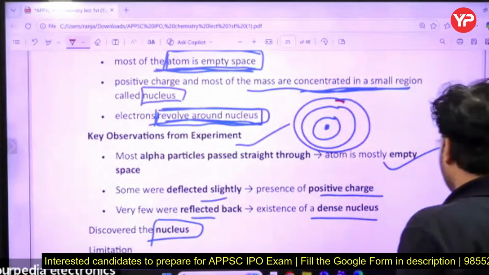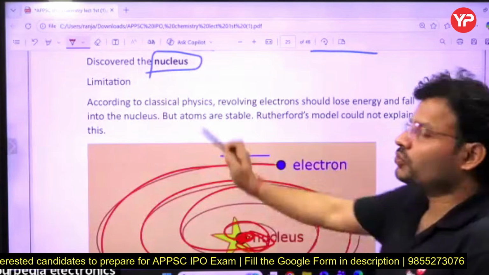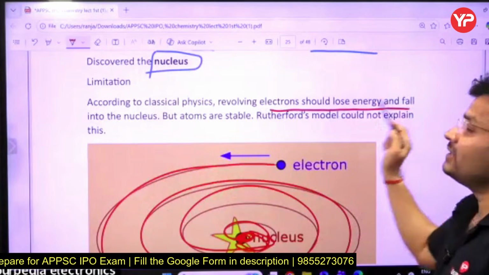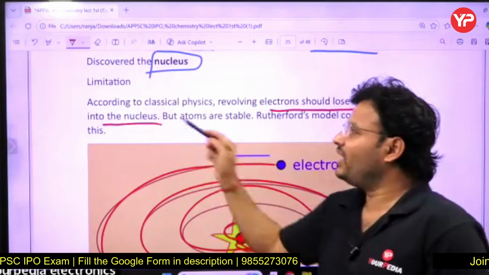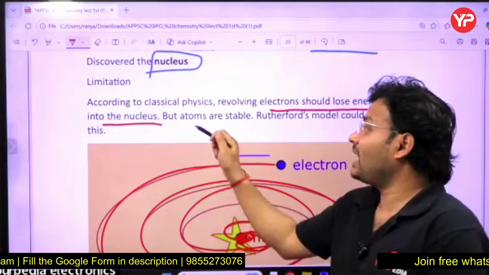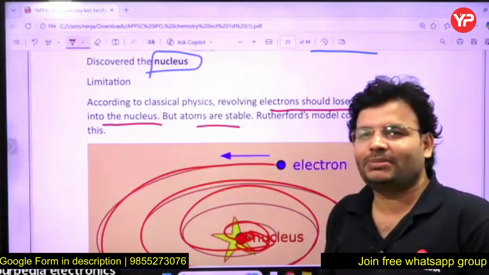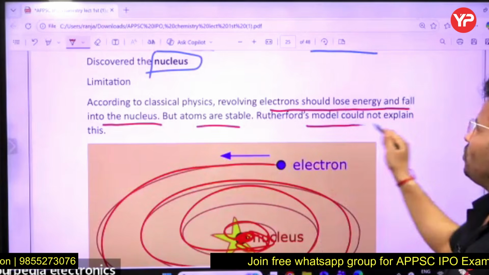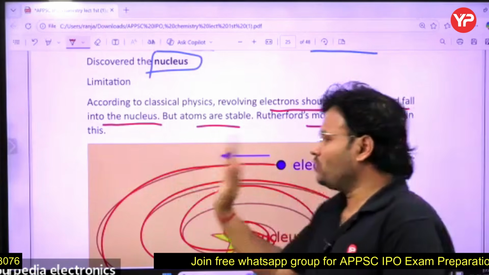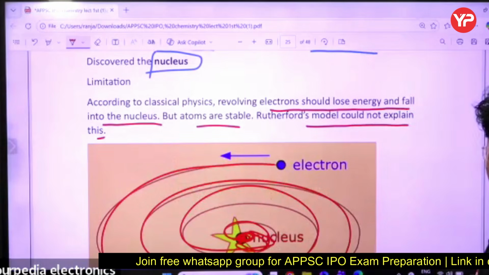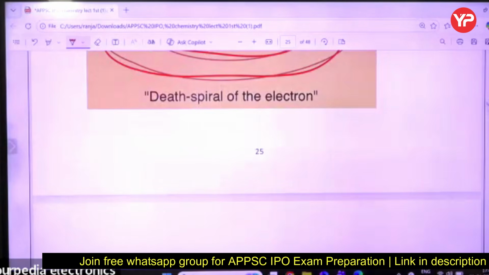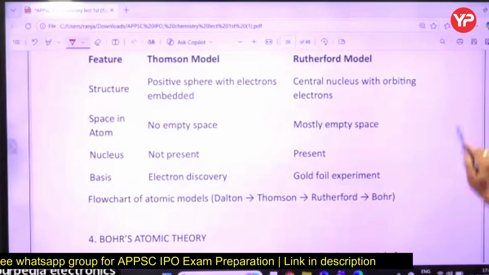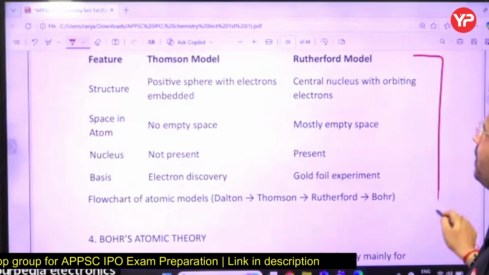If you talk about the limitation here, according to classical physics, revolving electrons should obviously lose energy and fall into the nucleus. But atoms are stable. Why do we see that the atom is stable? It does not go into a dead state. Rutherford could not explain this. Now after that another scientist came. So, my dear friends, that is one of the conclusions you have to keep in mind.